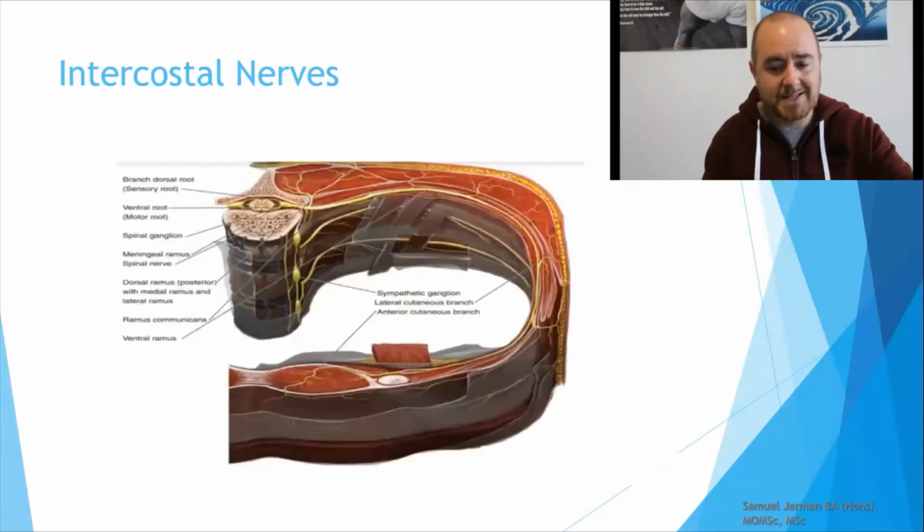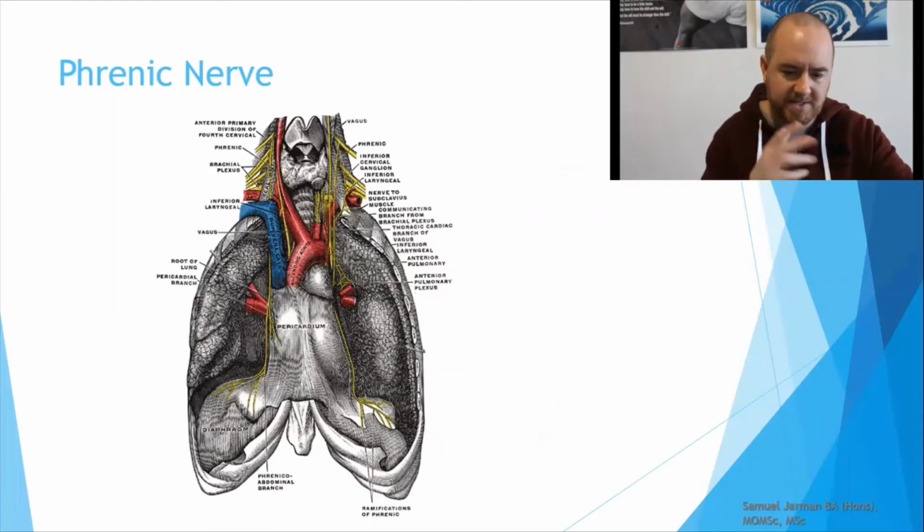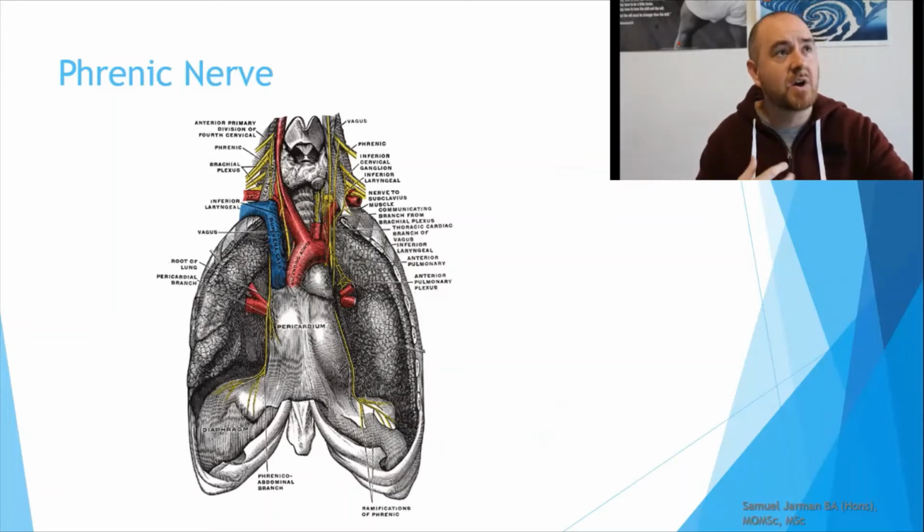Now, as far as the rest of the muscles, I'll just go back to this because it'll give some concept of where some of this comes from. If we're talking about the SCM, then we're talking about the accessory nerve, cranial nerve 11. If memory serves me right, I believe it's cranial nerve 11, but it is the accessory nerve, also innervating the trapezius.